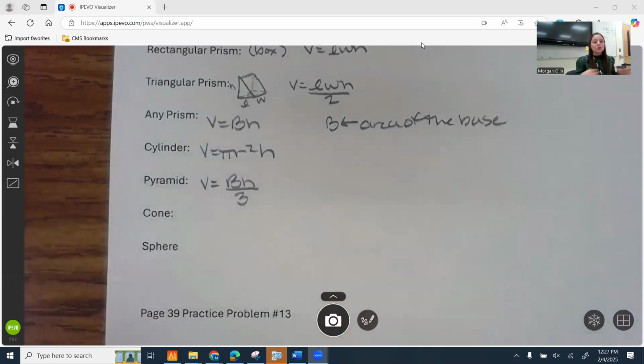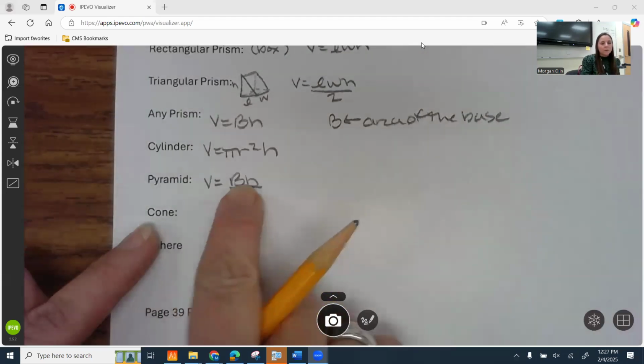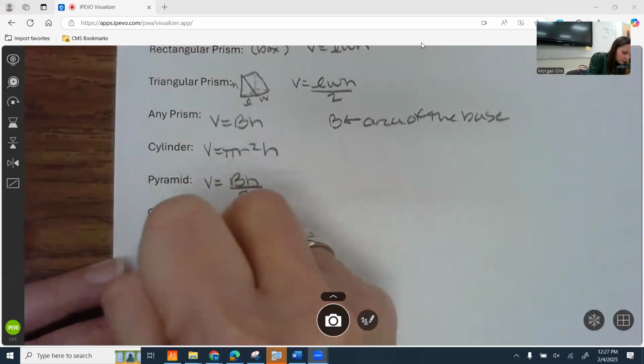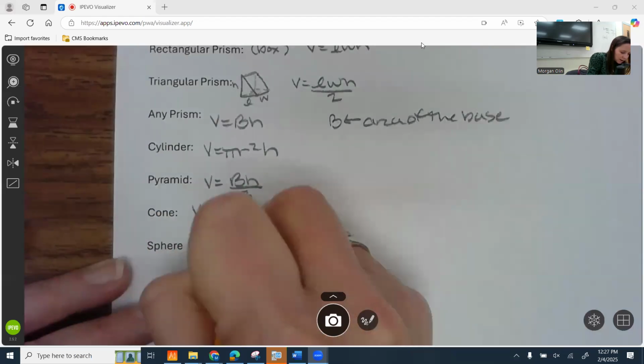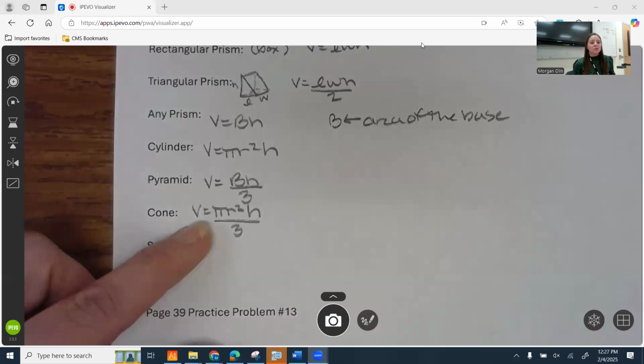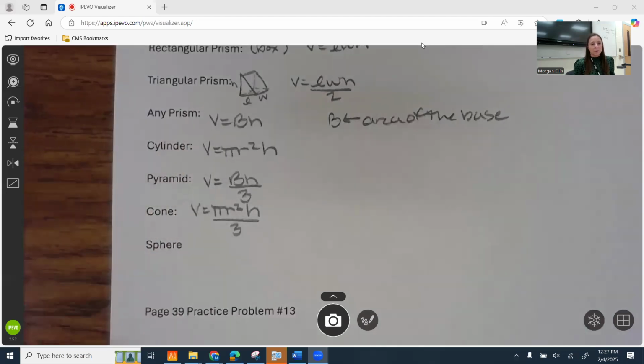Now, a cone is just like a pyramid. If you think about it, what's the base of a cone? A circle. And we did say the area of a circle is pi r squared. Then you times it by h divided by 3. That actually just looks like the cylinder, just divide by 3.